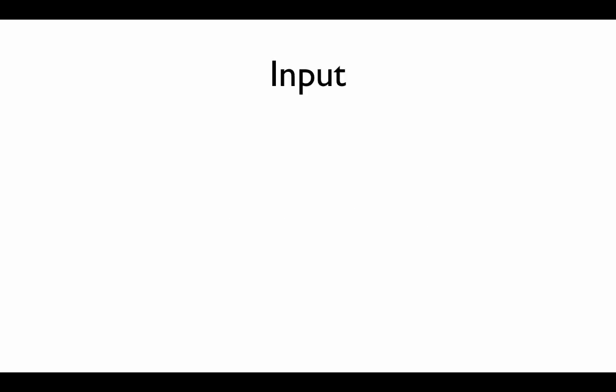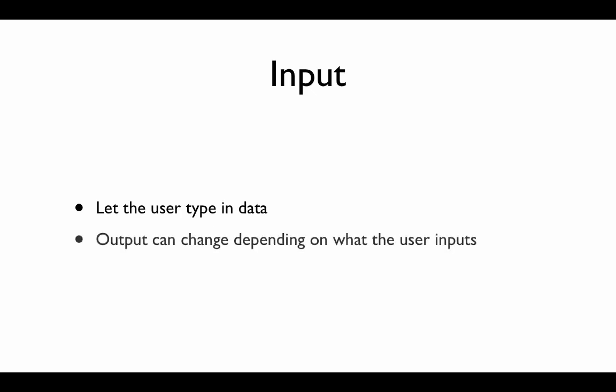Input, in the context of what we're writing, lets the user enter data into our program. And so the program can do different things based on the data that they enter. Output can change depending on what the user wants to put in. So the best way to learn input, I think, is to look at some examples and convert a bunch of programs to use input.